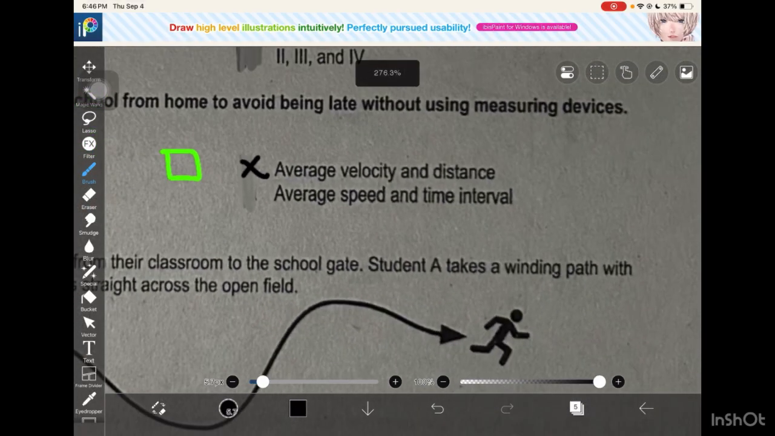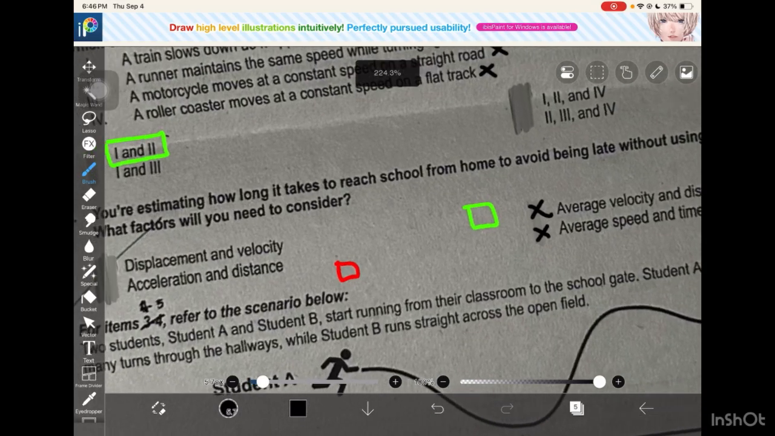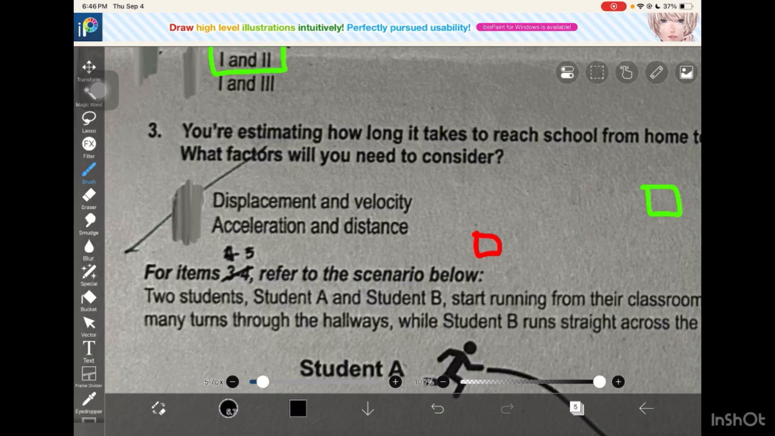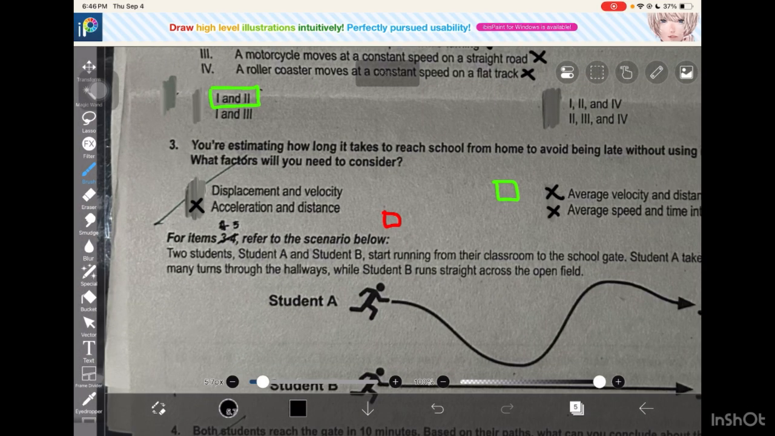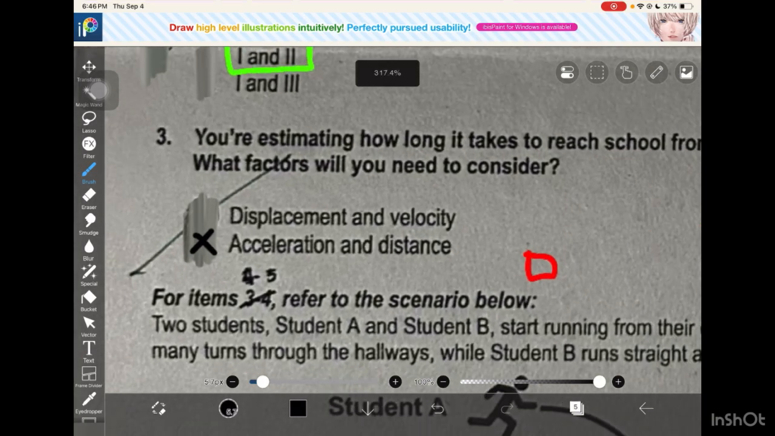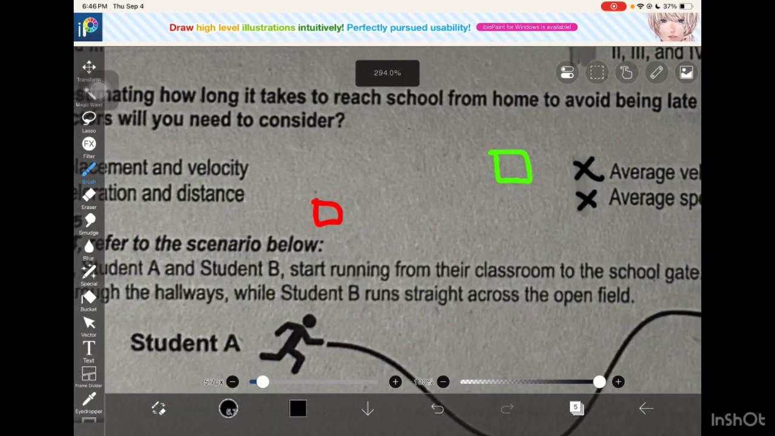Average speed and time interval. You have the speed and the time, which means you can calculate the distance, but we want to avoid being late, so distance is not really the best. Acceleration and distance, once again, we can't really do much with these two. But what we can do is displacement and velocity, because to find your velocity, you need a displacement. And you have a constant speed anyway, so you don't need to measure the speed. So this is the most appropriate one. It's letter A.